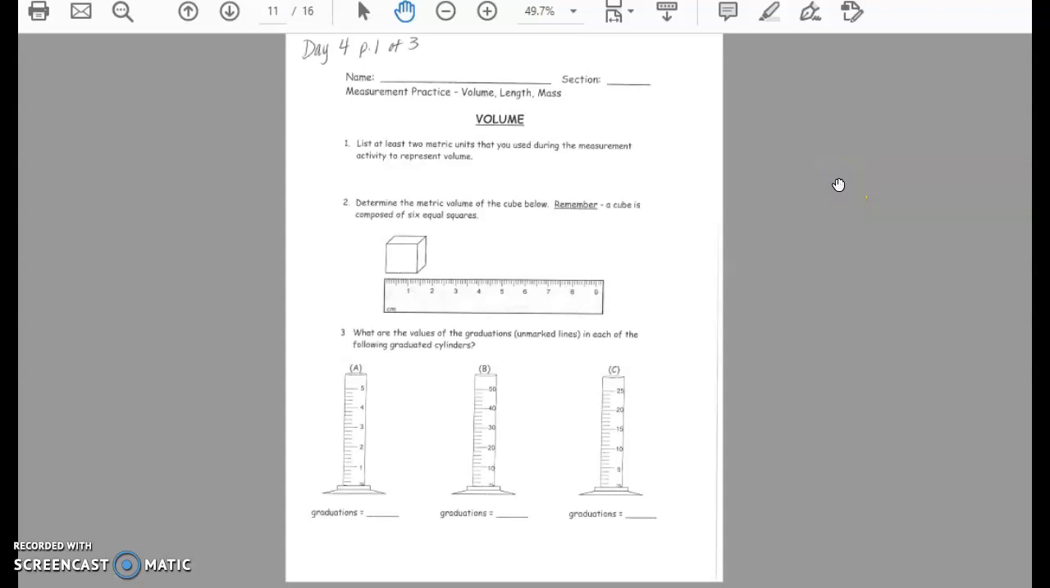Welcome to day 4. We are finally moving on to something else. We are going to practice some measurements. We're going to work on volume today.